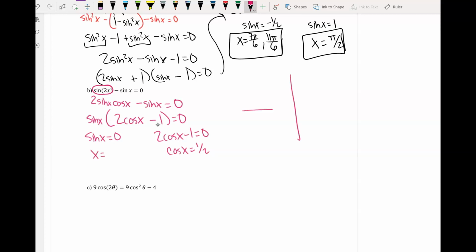Alright, so let's look at the unit circle. So sine of x equals 0. Okay, so we're looking at all of the y values where they're equal to 0. So you can see that that's going to happen at 0 and at pi.